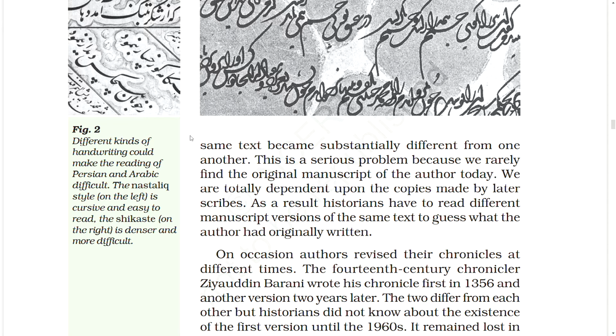This is a serious problem because we rarely find the original manuscript of the author today. We are totally dependent upon the copies made by later scribes. As a result, historians have to read different manuscript versions of the same text to guess what the author had originally written.